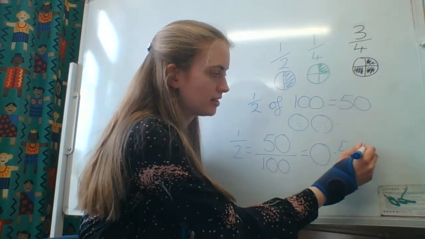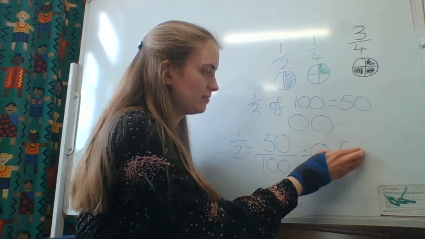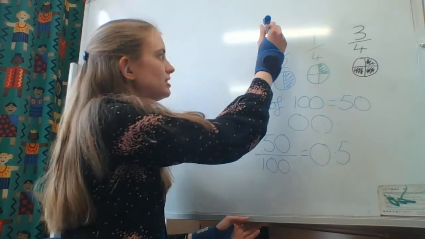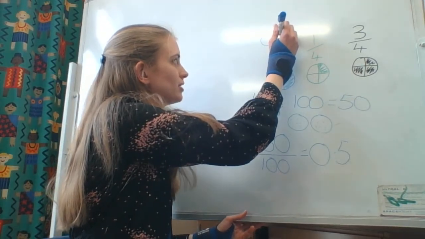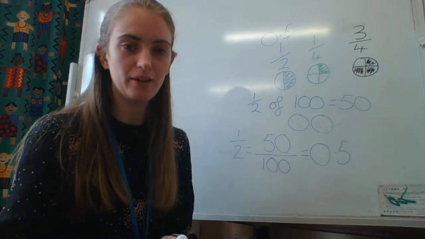0.50. And I don't need that 0, so I can just get rid of that. 0.5. Half is the same as 0.5 as a decimal. And we've worked that out.